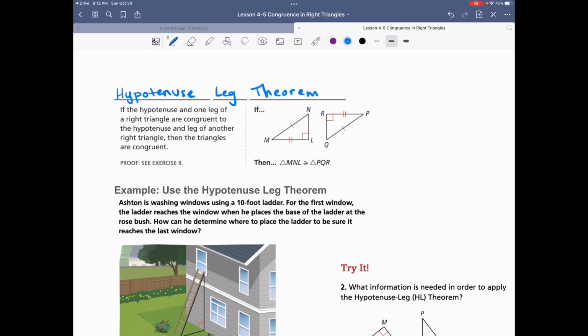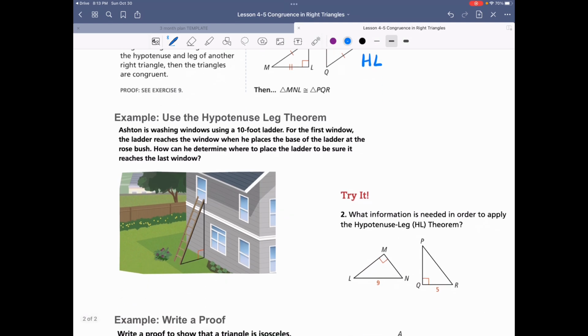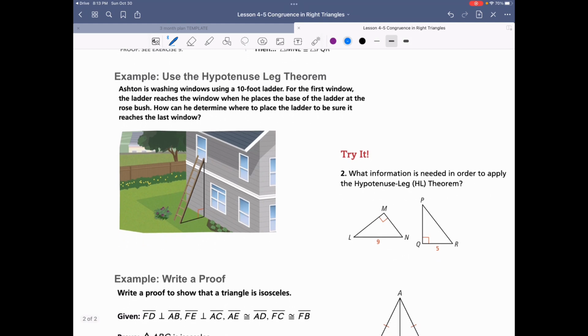So from that, we can now say always that these two triangles are congruent by hypotenuse leg because they're right triangles and we have a hypotenuse and a leg that are in common for both. So triangles MNL and PQR are congruent. And go ahead and read this example to yourself, or you can read it with a partner.